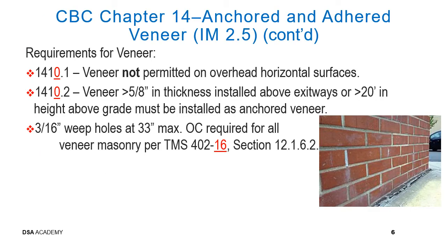More requirements for veneer. CBC Section 1410.1, veneer not permitted on overhead horizontal surfaces. CBC Section 1410.2, veneer thicker than 5/8 of an inch installed above exit way or veneer installed higher than 20 feet above grade must be installed as anchored veneer. TMS 402-16, Section 12.1.6.2, 3/16 inch weep holes shall be provided at 33-inch maximum on center for all veneer masonry.